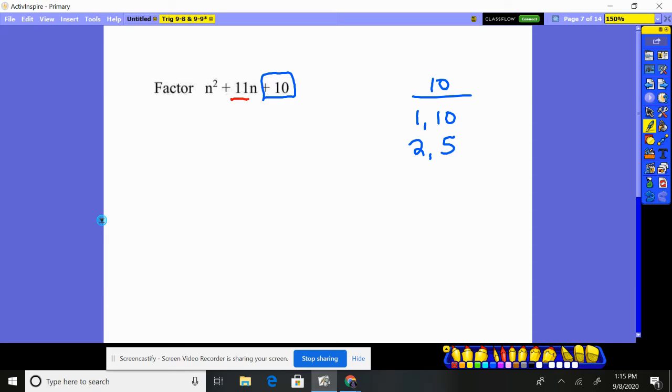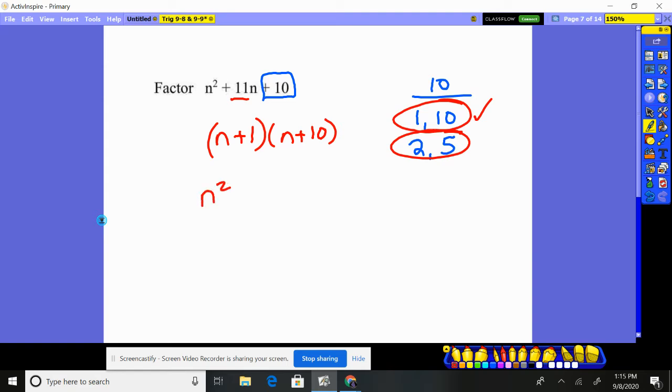But notice this middle number here is an 11. Which of these, this guy or that guy, would add up to an 11? It's going to be the 1 and the 10. So this is going to break down to an n plus 1 times an n plus 10. If we want to check it, we have n times n, which is n squared. We're going to have the 1 times the n and the 10 times the n. So the n times 10 is 10n, and then when I have the 1 times the n, that's 1n. And then 1 and 10 together gives you the 10. And notice, when we put these together, that middle term is going to be the sum of these pieces.